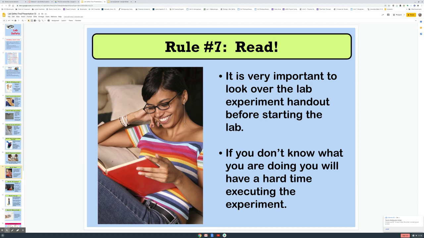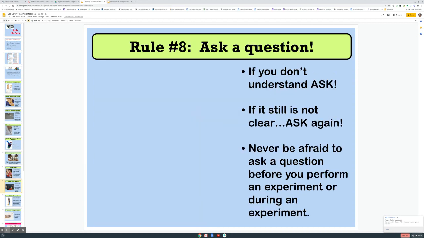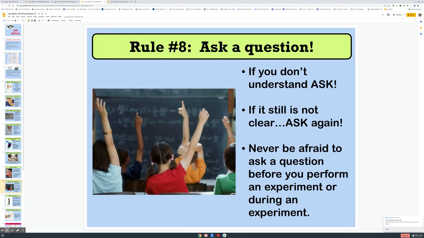Always read through the lab experiment. Even if the teacher talks through it, you read it. Don't try to remember what she said. If you don't understand, ask a question.